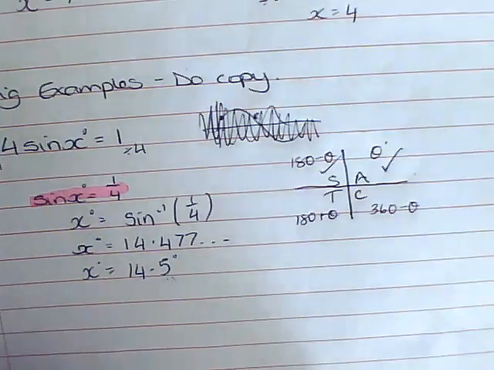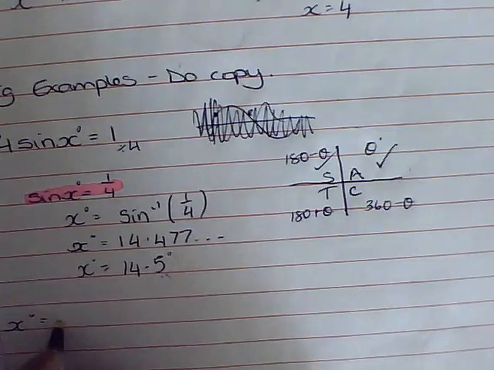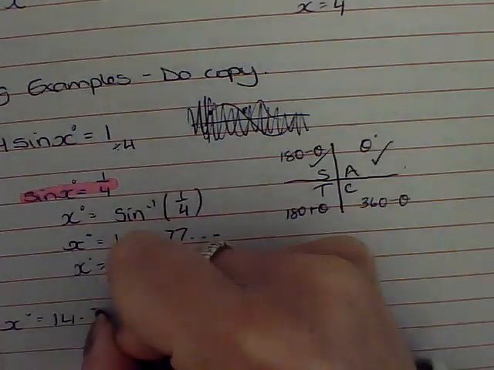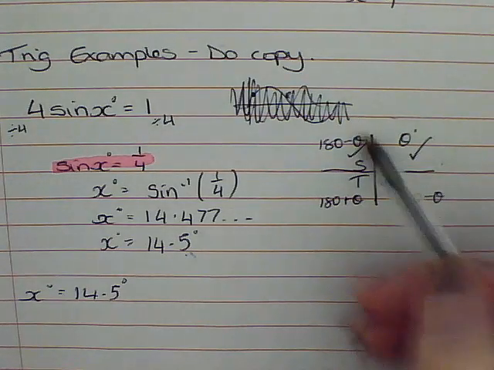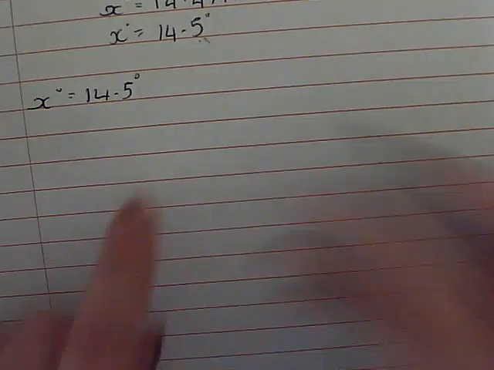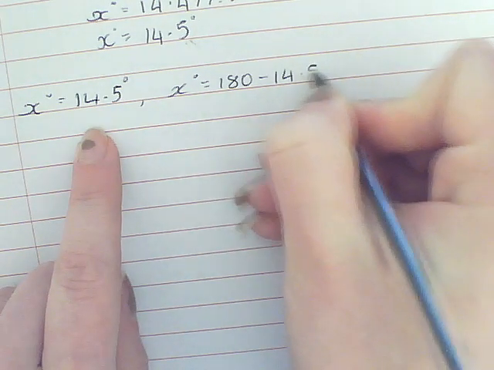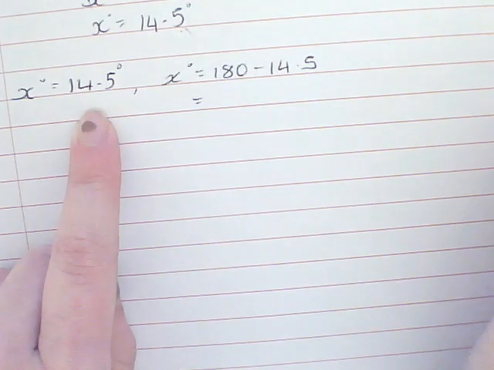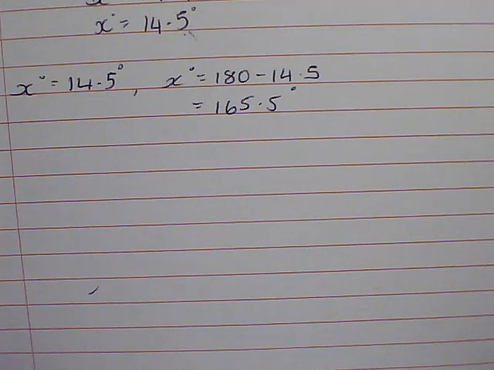So the first angle, which is in the A, is just the angle that we have here. And I'm really struggling to write around this visualizer today. And the second angle is going to be in this one, and that is 180 subtract the angle. So my other angle is x equals 180 minus 14.5, which is 165.5 degrees. And that is my 2 angles.